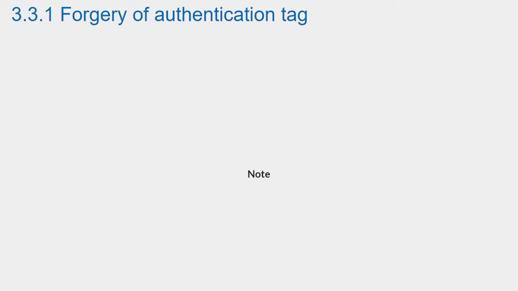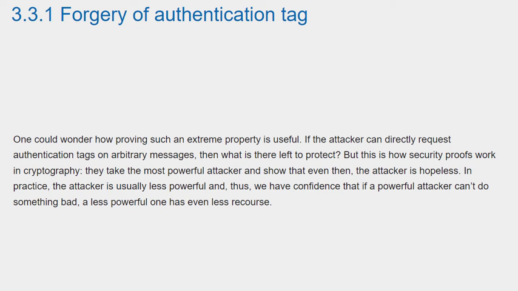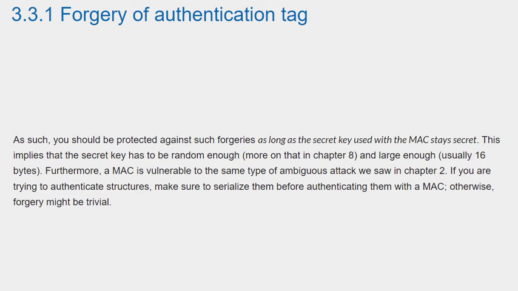Note: one could wonder how proving such an extreme property is useful. If the attacker can directly request authentication tags on arbitrary messages, then what is there left to protect? But this is how security proofs work in cryptography. They take the most powerful attacker and show that even then, the attacker is hopeless. In practice, the attacker is usually less powerful, and thus we have confidence that if a powerful attacker can't do something bad, a less powerful one has even less recourse.